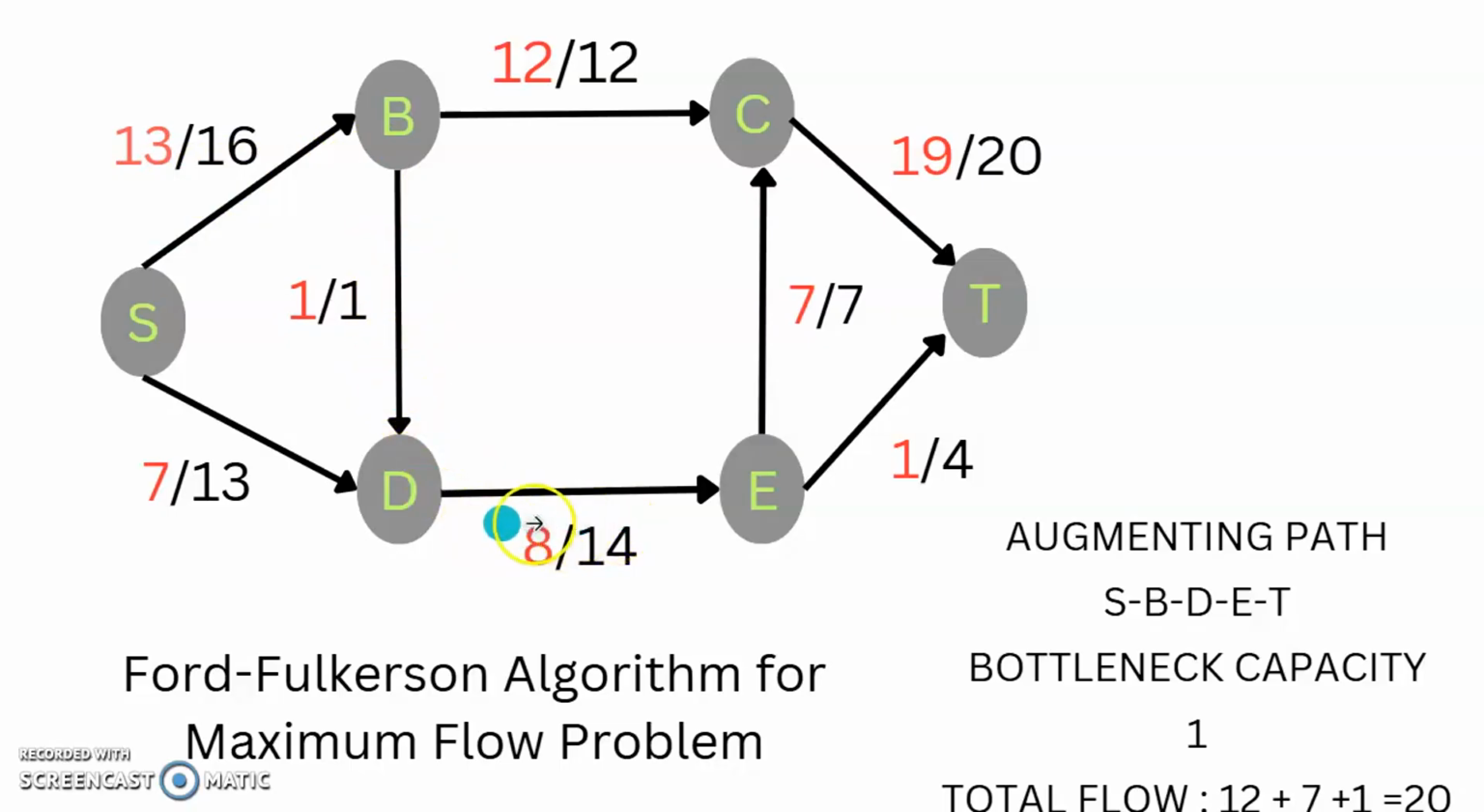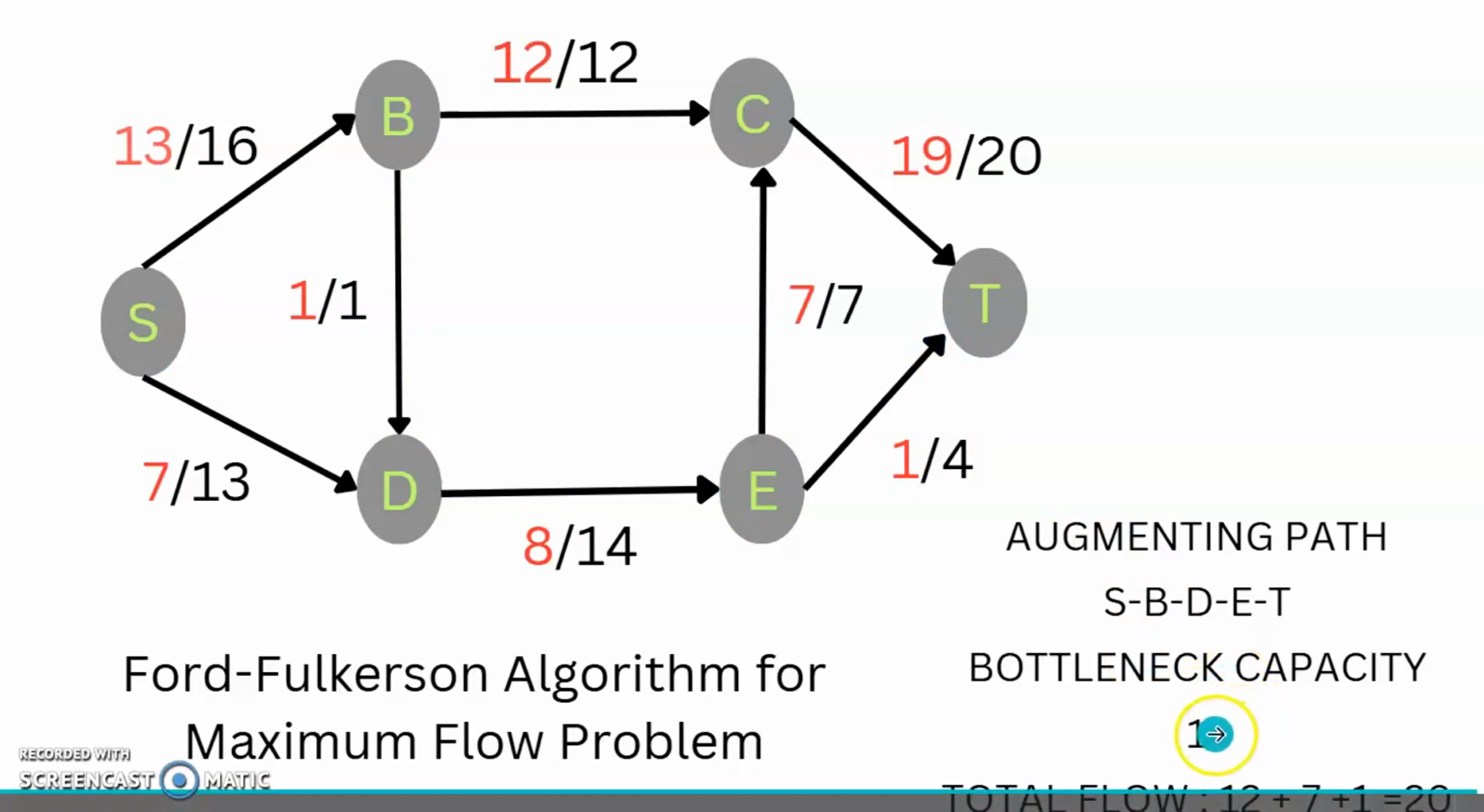But here previously it was 7, but if you add 7 plus 1, 8, I am using 8 out of 14. Previously, this path was not used, 0 by 4, but now I am using 1 by 4. So, in this way, S to B, B to D, D to E, E to T, I am able to pass a flow of 1. So that is, bottleneck capacity is 1. So, the total capacity is already 12 plus 7, 19. Now, 19 plus 1, 20. So, now the total capacity is 20 as of now.